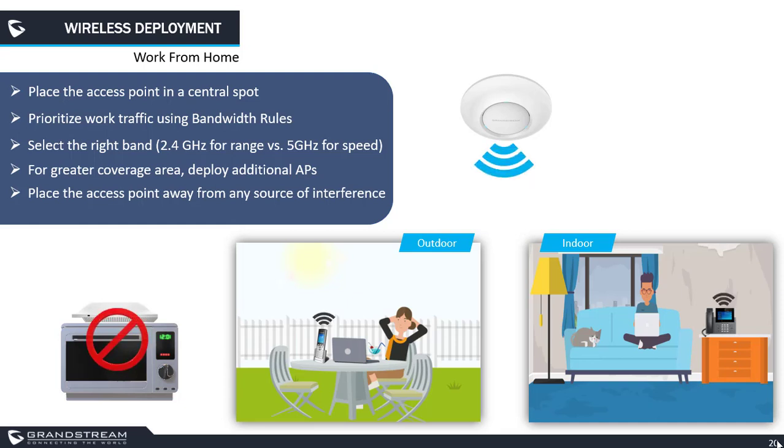And the last thing to avoid is placing the access point next to any source of interference. If you have a microwave in your area, make sure you don't place the access point in the kitchen close to the microwave. If you have power cables running, make sure that the access point is not in proximity to those power cables.